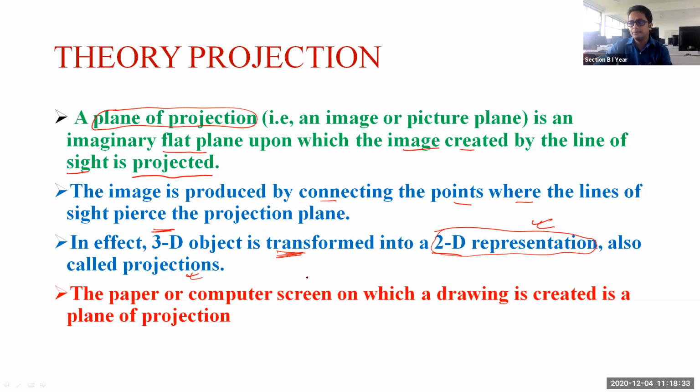The paper or computer screen on which the drawing is created is your plane of projection, as I told you when I was explaining that figure. Any computer screen or piece of paper where the projections or lines of sight pierce is called your plane of projection, which we have already seen in the example.